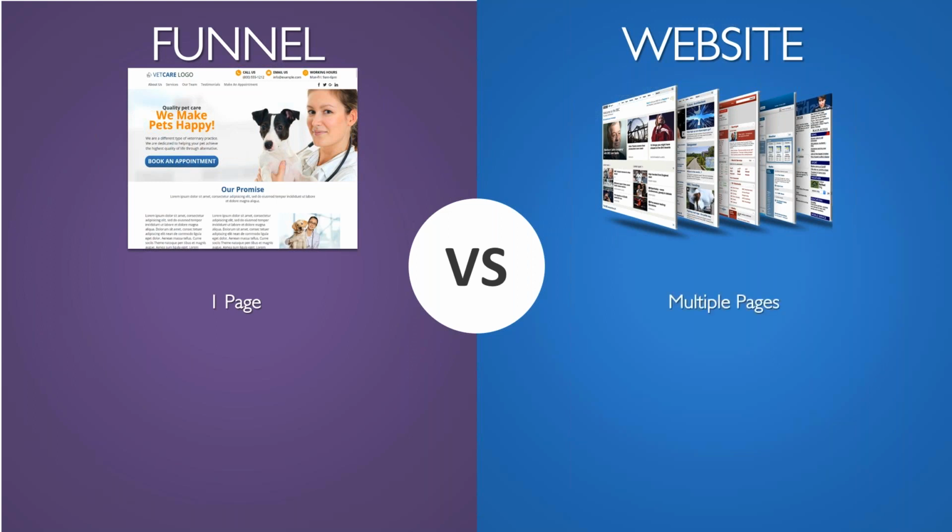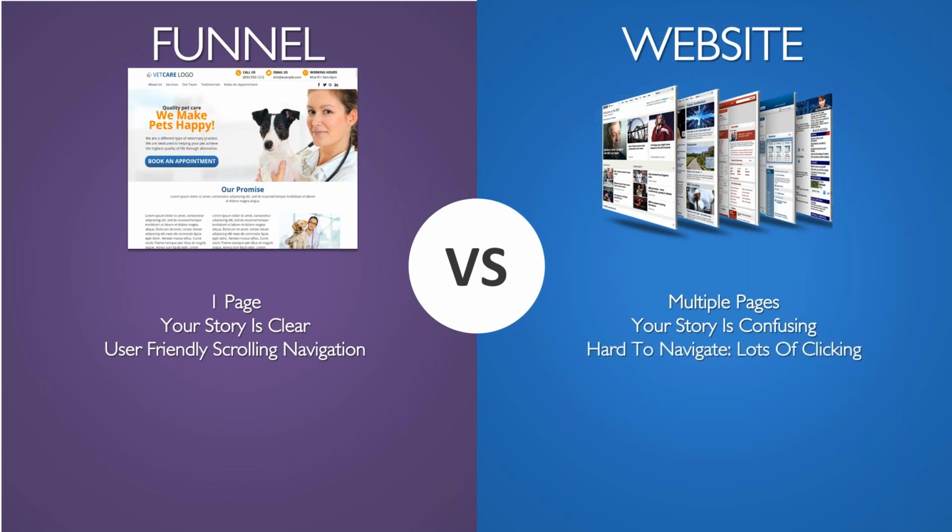The brand site, with a website, it's multiple pages. The brand site, your story is clear. Website is confusing. It bounces all over the place. You have bits and pieces here and there. The funnel is friendly scrolling navigation. Most websites, lots of clicking to move around. The information is on different pages. Funnel them to take action. Website, usually not a real clear action step.